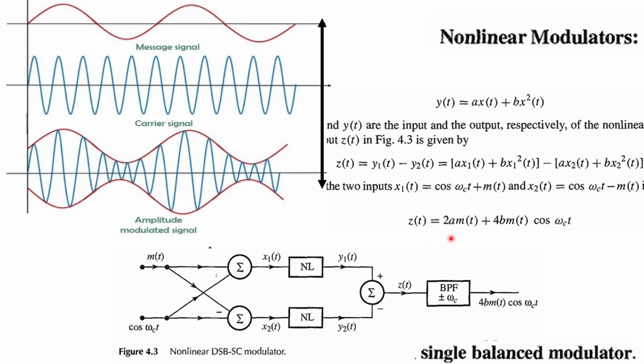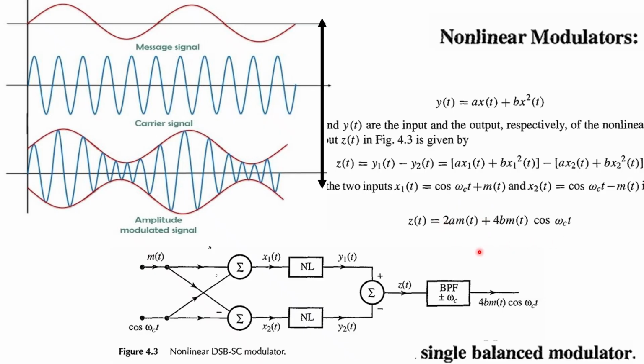You will get z(t) will be 2a m(t) plus 4b m(t) cos(omega c t). Because a square plus b square and plus a square plus b square here, both the other terms will cancel out, and 2am and plus 2am both will be added, so it is 4bm, right? Okay, so finally, this contains the m(t), right? And here also it contains the m(t) times cos omega t.